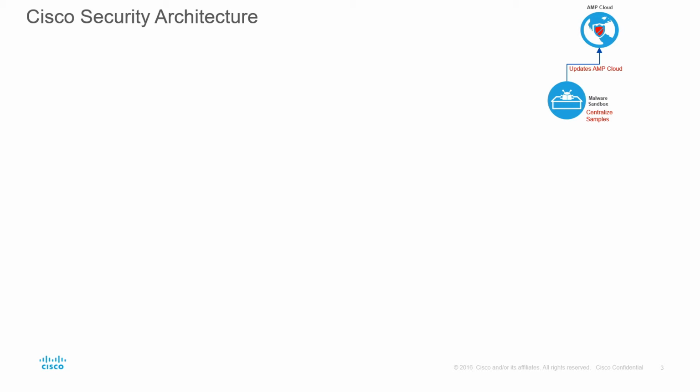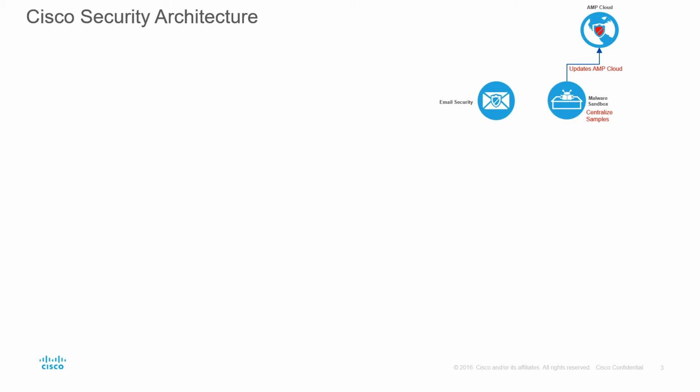The bottom line here is I'm centralizing my samples, and this is going to be key during any incident. I don't need to go to 10 or 20 different tools to try to figure out what happened. I want to keep that simple. Once we get a disposition, what we're going to do is update the AMP cloud with new information so this could be passed on to other security technologies within the stack and start mitigating against that risk.